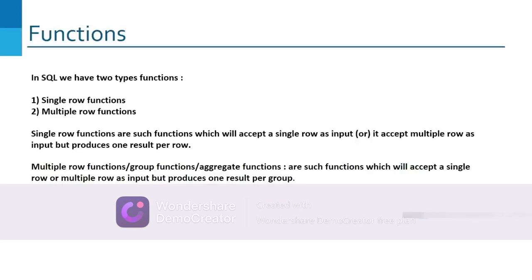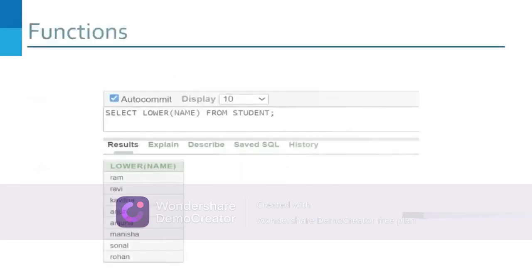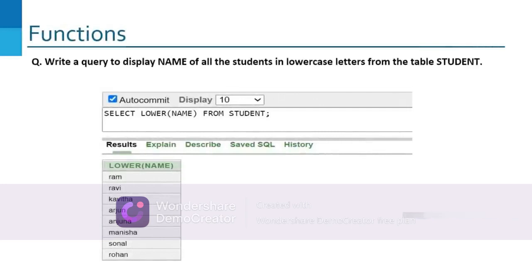In multiple row functions, we have some aggregate functions, which we also call group functions. These are nothing but sum, max, min, count, and average. These are some of the functions which have been asked a lot of times in many interviews. So let's start with the single row functions and understand what they are. First of all, write a query to display the names of all the students in lowercase letters from the student table. So we want it in lowercase, and we have this particular function, which is LOWER. That's it.